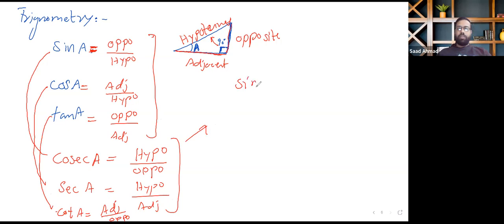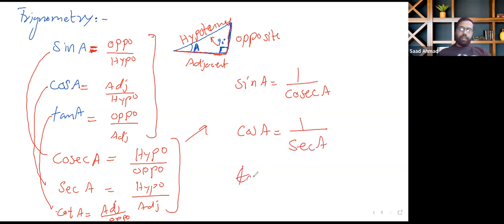So sine A equals 1 over cosecant A, cos A equals 1 over secant A, and tan of A equals 1 over cot of A. Right. So these are the basic ratios.